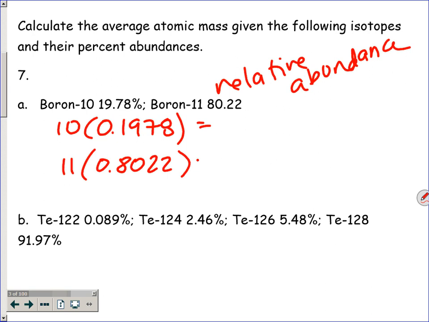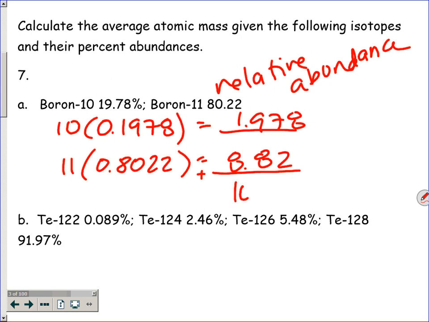So when you multiply these values, somebody tell me on the first one. 1.978. Second one? 8.82. And so after this, what do we do? Add. Don't do anything at the end. No division, nothing crazy. You've already accounted for that division because you started up front with percentages. So add that, what will it be? 10.80. Yay, I was hoping it was really close.